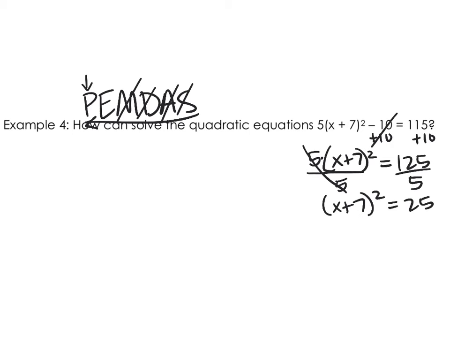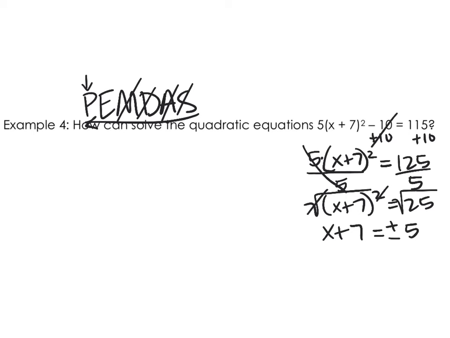Now I need to get rid of those exponents. So I'm going to take the square root on both sides, which gets rid of that squared. And it's going to leave me with x plus 7. And I'm going to take those parentheses out because that's the only thing we have left, the stuff that was inside the parentheses. And I know since I took the square root on both sides, I'm going to need to add that plus or minus symbol. And the square root of 25 is 5.